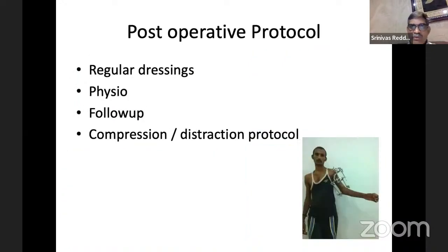And the post-operative protocol: we need to have regular dressings and regular physio, shoulder movements, and elbow range of motion, and the follow-up. We need to ask the patient to come for regular follow-up.